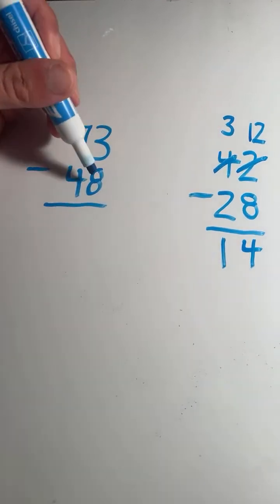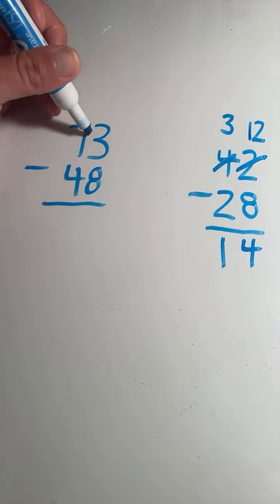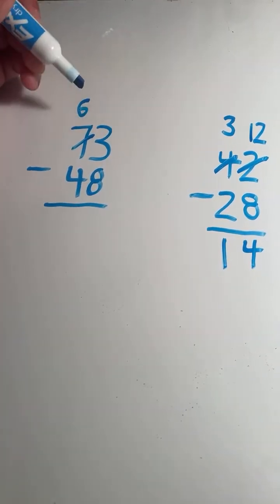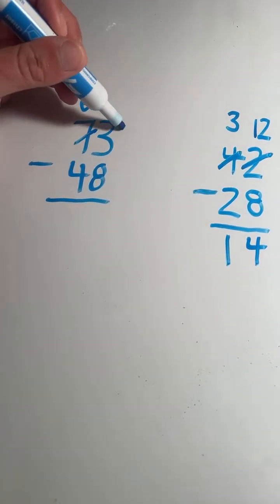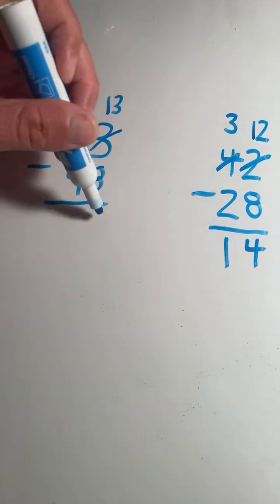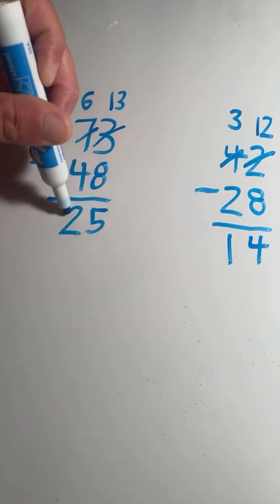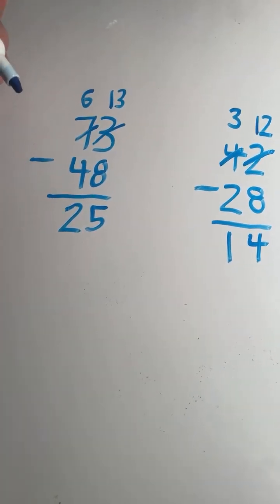You can't start with 3 and take away 8. So we need to take a 10 from the tens place and add 10 to the ones place. So the 7 is going to become a 6. And the 3 is going to become a 13. 13 minus 8 equals 5. 6 minus 4 equals 2. And we have our final answer, 73 minus 48 equals 25.